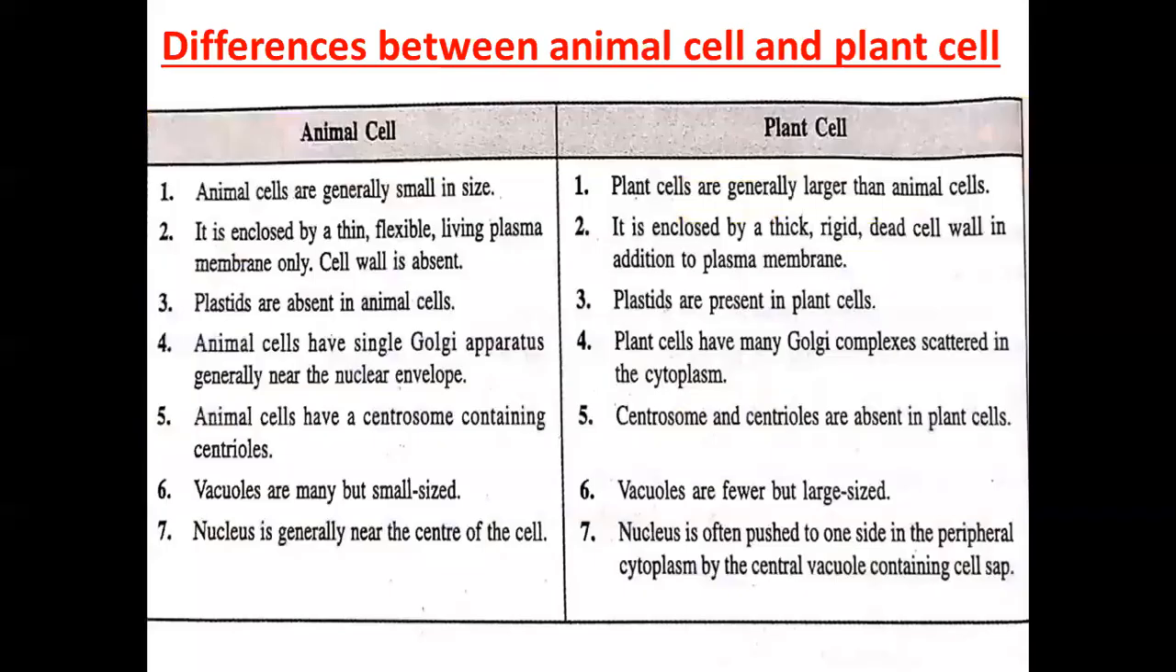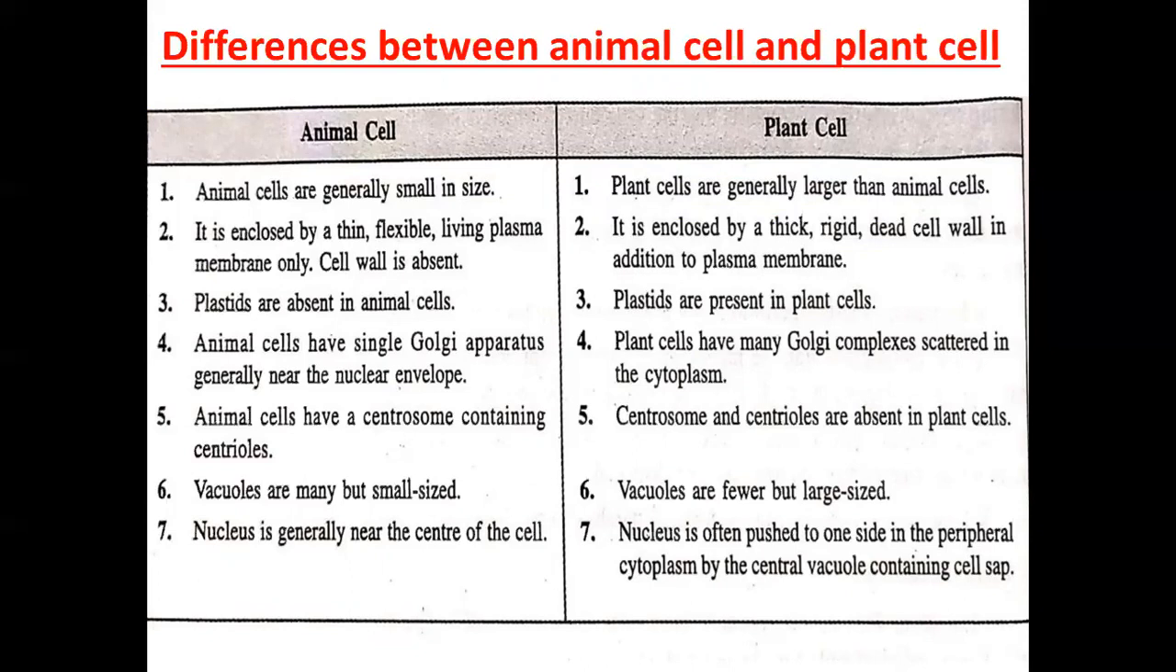Now next is very important, that is the difference between animal cell and plant cell. We all know that animal cells are generally small in size and plant cells are generally larger than animal cells. Second, the animal cell is enclosed by a thin, flexible, living plasma membrane only. Cell wall is absent in animal cell, whereas in plant cell, it is enclosed by a thick, rigid, dead cell wall in addition to the plasma membrane.